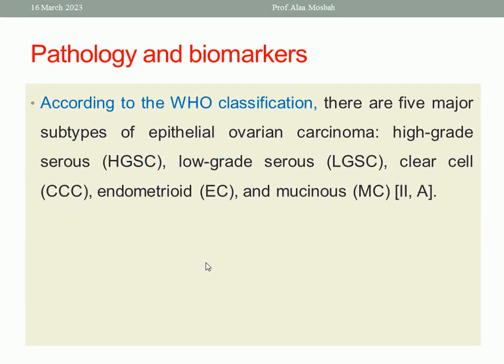What about the pathology and the biomarkers? According to the WHO classification, there are 5 major subtypes. And if you want to know about them, you can find my lecture on the YouTube channel about ovarian tumor in details. What are the 5 types according to the WHO classification of epithelial ovarian tumor? High-grade serous carcinoma, low-grade serous carcinoma, clear cell carcinoma, endometrioid carcinoma, and mucinous carcinoma.